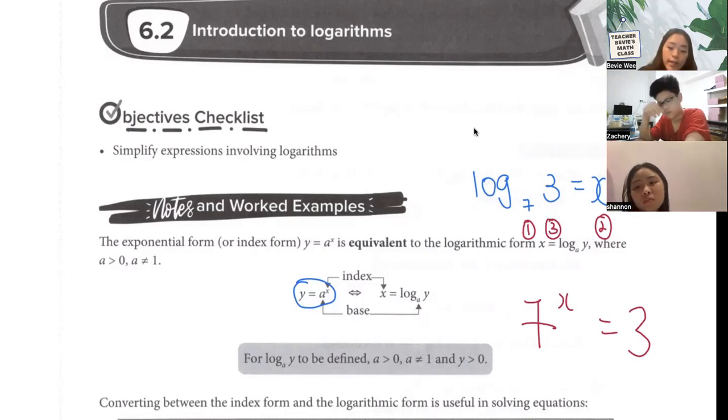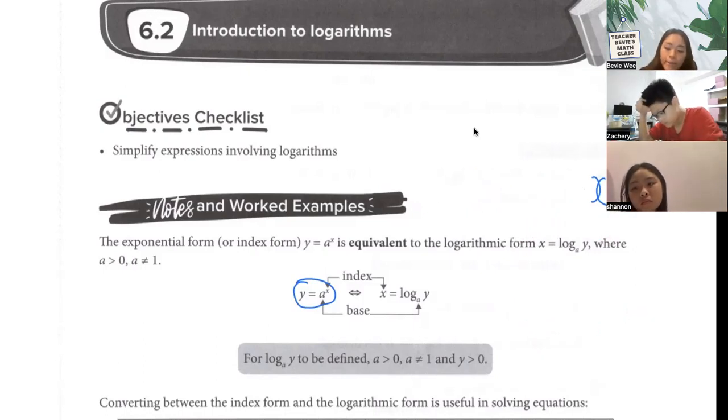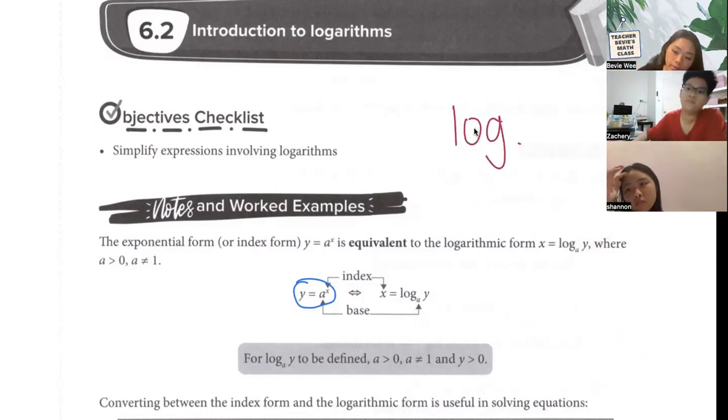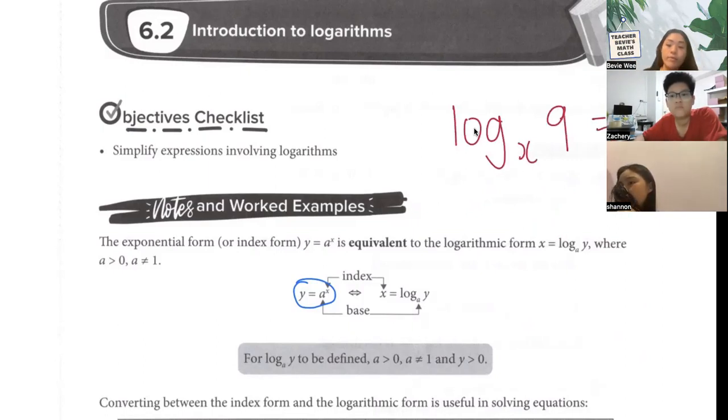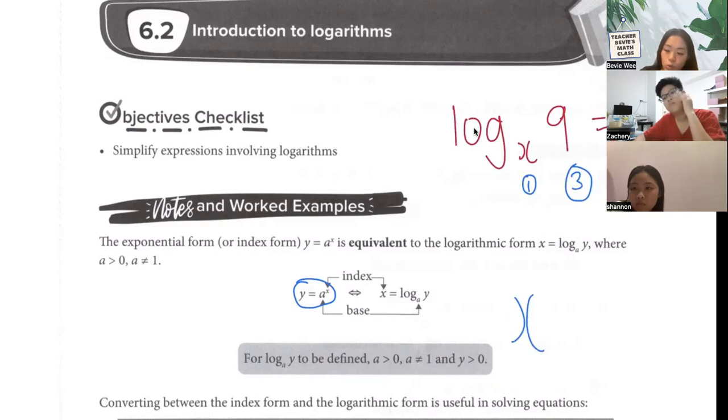Okay? Let's try again. Change this to index form. 1-3-2: follow 1, base 7, 2, x, and 3, the 3. It's standard. You need the base, you need the power, you need the answer.